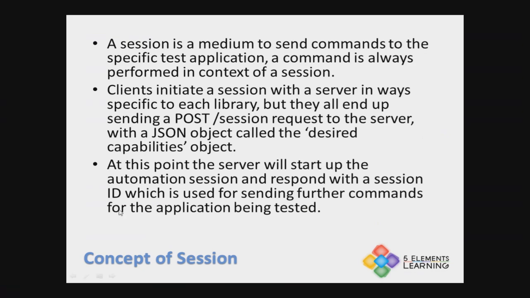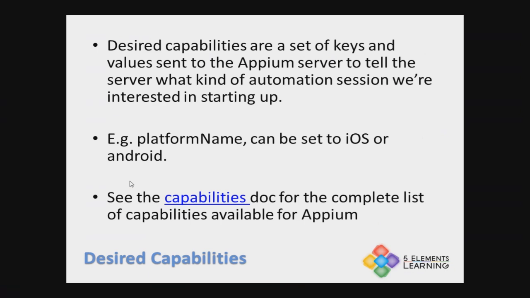And what we send is a POST session request to the server with a JSON object called the desired capabilities object. So what is the desired capabilities object? How is it useful? We will see shortly. Once the server has received this session request, it starts the session and it responds back with the session ID. All your commands are sent using that session ID to your Appium server.